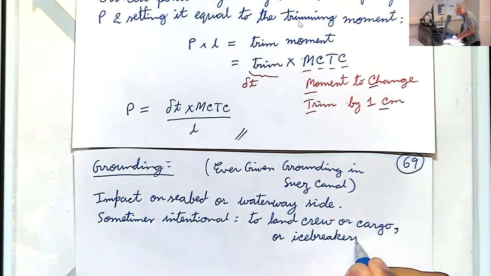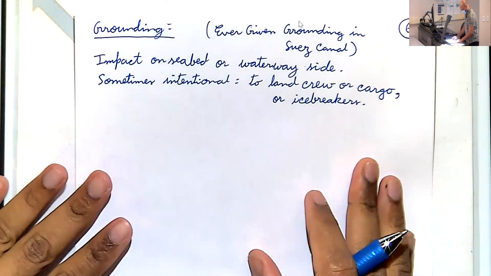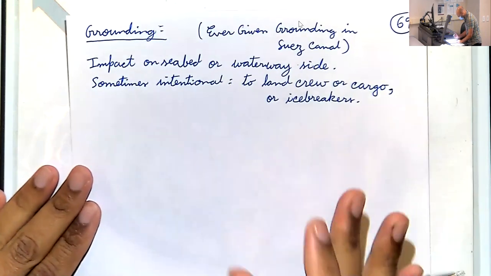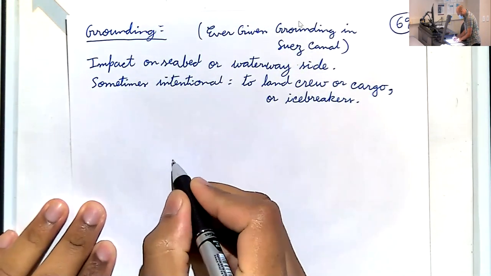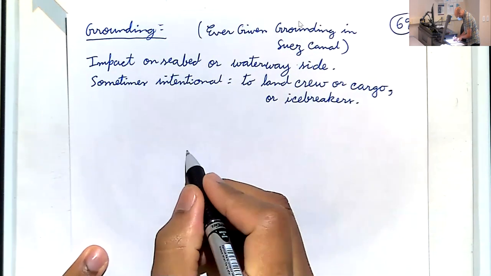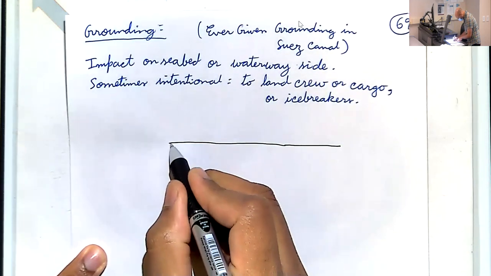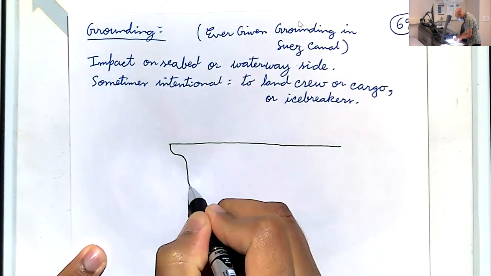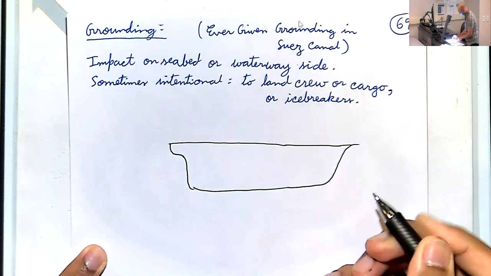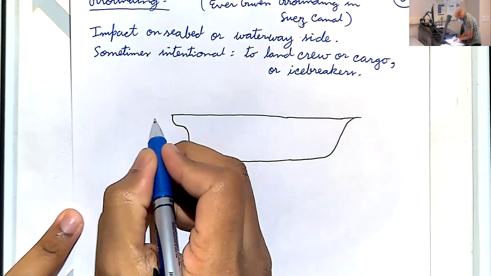All right, and when this happens, let me draw a sketch again. Again, we'll draw our hull level, but the water line we'll draw. Okay, so let me see.